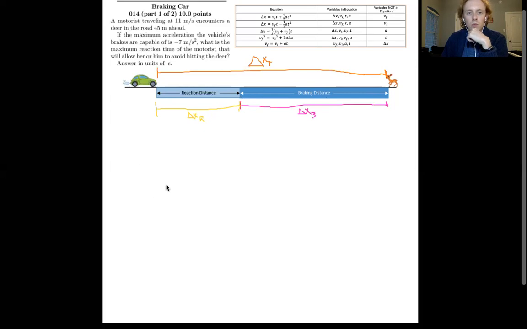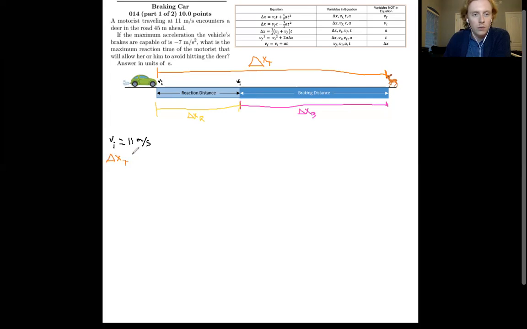Okay, and now let's see what we know. Let's just write some knowns. I'll do it in black. Motor traveling 11 meters per second. So we know V initial is 11 meters per second. And that is both here before you start reacting and here before you start braking, because nothing's changing while you're reacting. That's when your brain is processing the stimulus and sending a message to your foot, hey, it's time to hit the brakes.